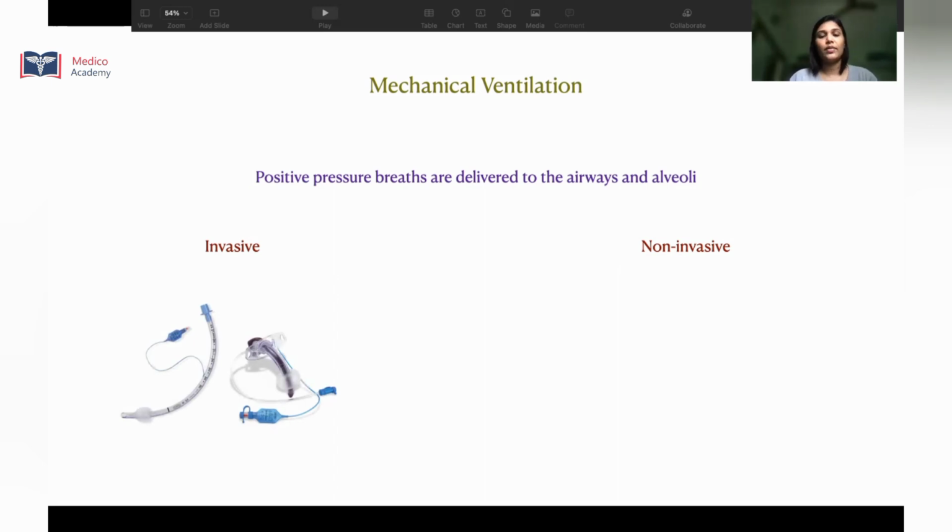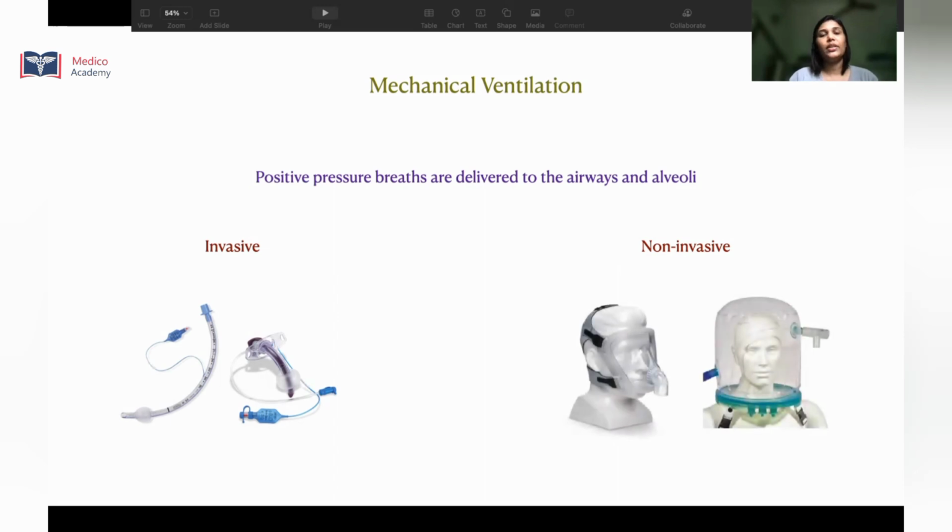Whereas in non-invasive mechanical ventilation, we deliver these positive pressure breaths to the patient via non-invasive airway devices such as face masks or NIV helmets or hoods. There is a separate lecture on non-invasive mechanical ventilation which you can refer to later.